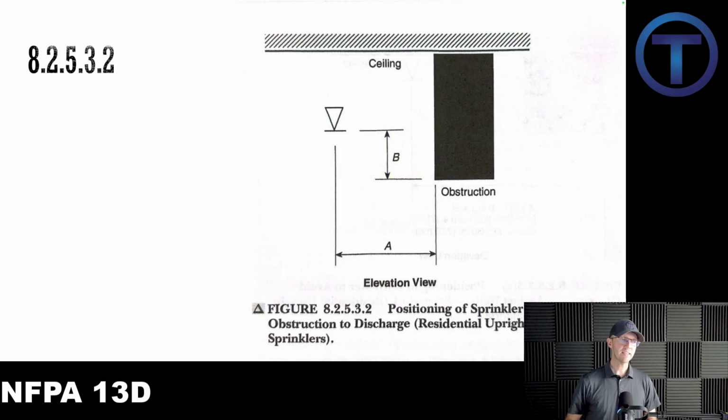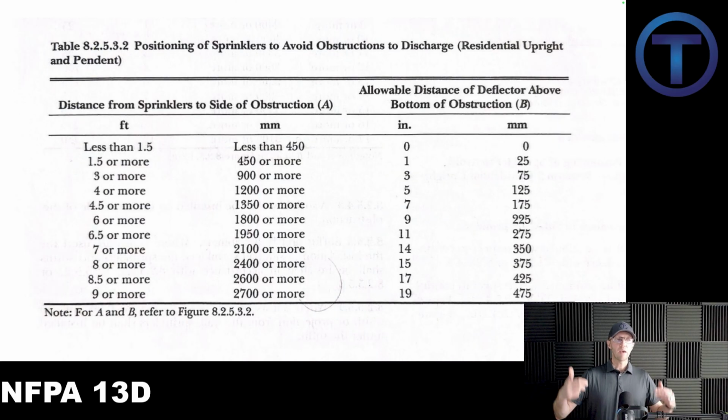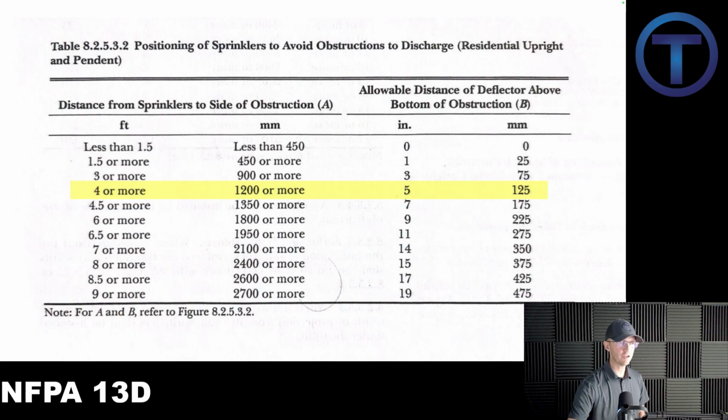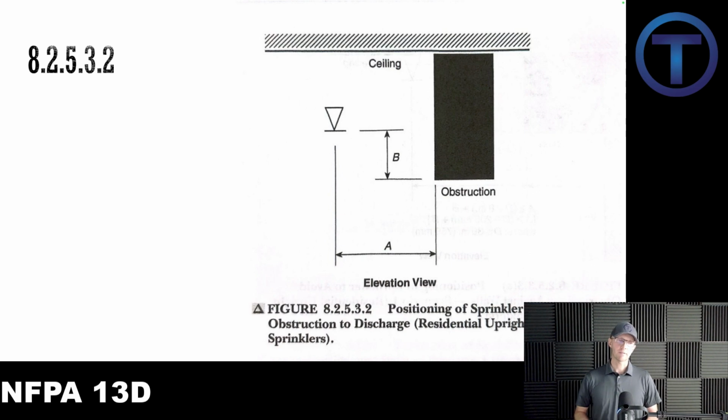So if we go back to the table, let's take one for example. What if it's 4 feet from the obstruction? We use this line, 4 feet, and we come over. That means that the head can be 5 inches above the bottom of the obstruction. Let's put that onto our figure. A equals 4 feet and B is 5 inches.